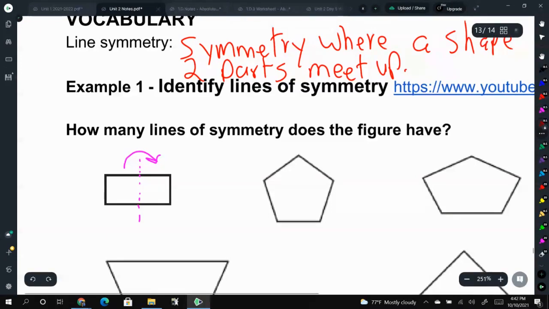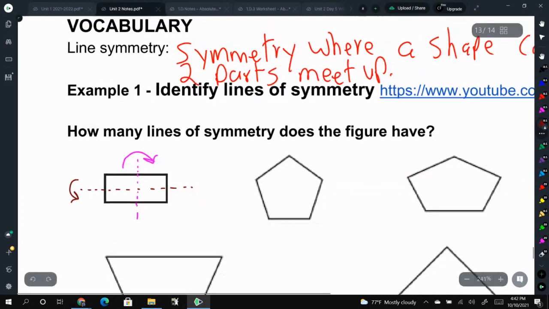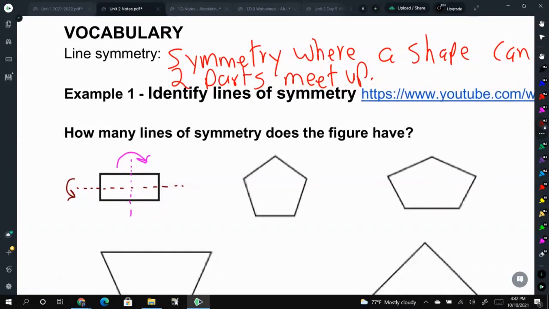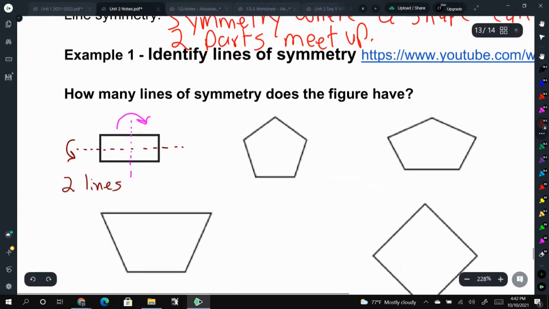Well, you might be saying, couldn't I do it this way as well? And you're right, you could. You could fold it, we have hamburger and hot dog style, I guess. You could fold it like that, and the two parts would land on top of itself. So how many lines of symmetry does this thing have? This one right here has 2 lines of symmetry. So we're going to go through these figures to see how many lines of symmetry they actually have.